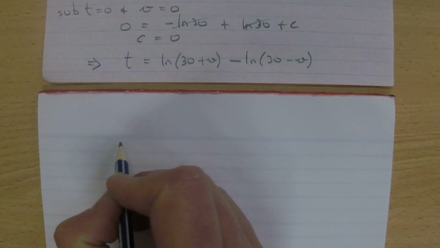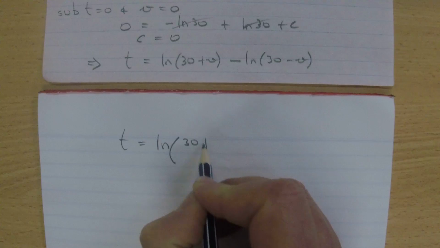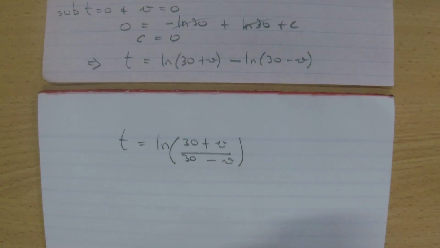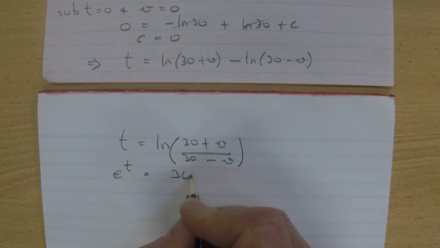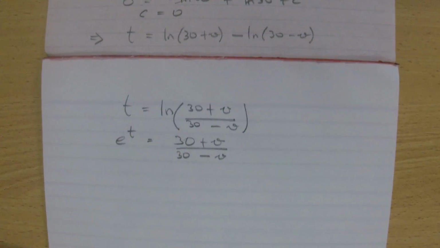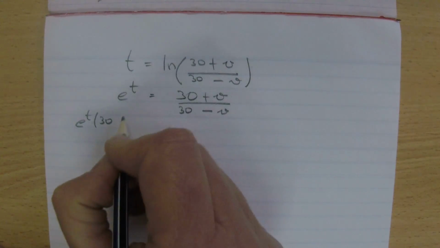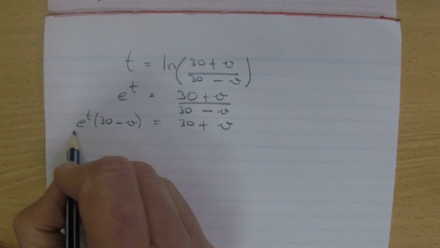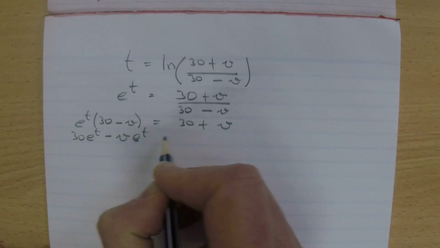Using log rules, t would be the ln of 30 plus v over 30 minus v. Writing this in exponential form, e to the power of t would be 30 plus v over 30 minus v. Multiplying through, and expanding, 30 times e to the power t minus v times e to the power t.